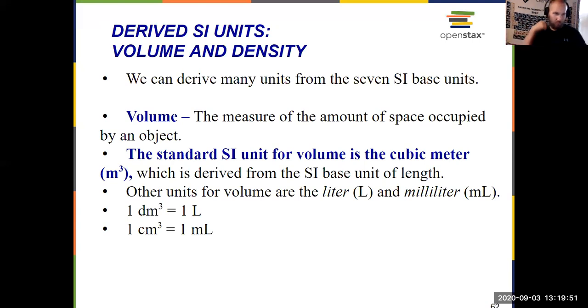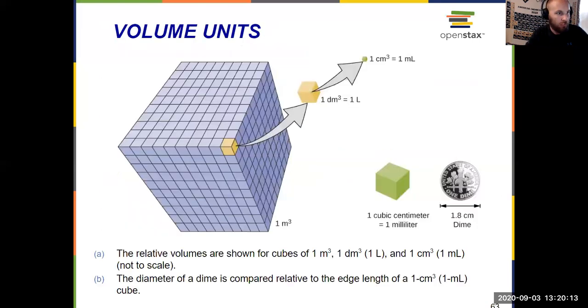And we frequently see other things used as well, like liter and milliliter. A liter corresponds to 1 decimeter cubed, and 1 milliliter is 1 centimeter cubed, also 1 cc. You see that in the medical field all the time. I need 10 cc's of whatever. cc is cubic centimeter, also milliliter. Just a different standard in a different profession. Here's a nice comparison in the lecture slides for what these meter units look like.